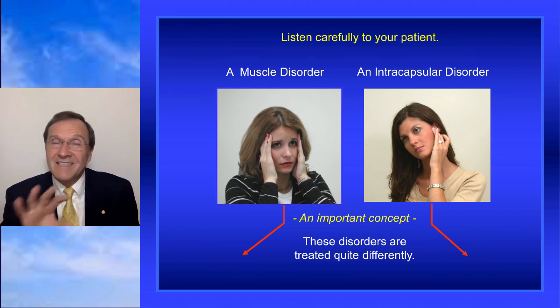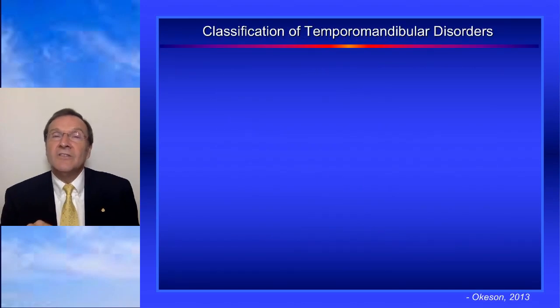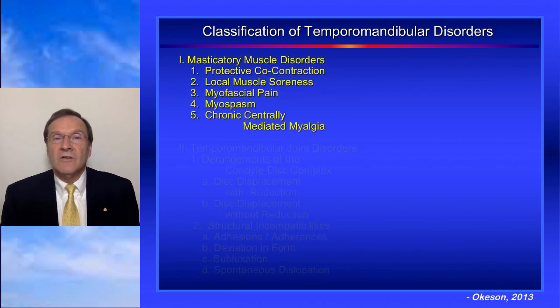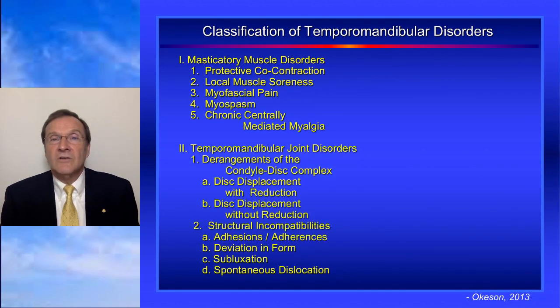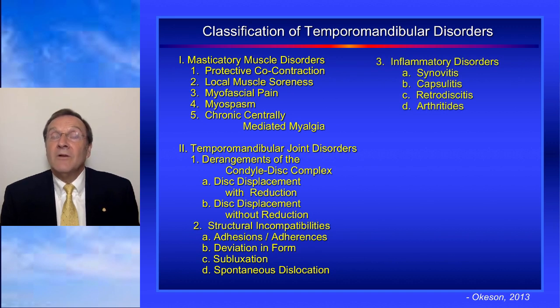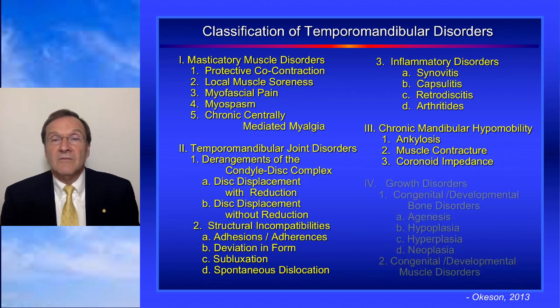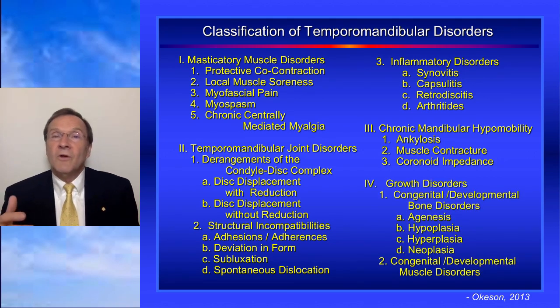But it's not quite as easy as just muscle and joint pain, because here's the classification I use in my textbook on oral TM disorders. There are muscle pain conditions, intracapsular conditions, inflammatory conditions, chronic mandibular hypomobility conditions, and growth disorders. All of those are TM disorders. All of those are musculoskeletal disorders of the masticatory system, but they're quite different.